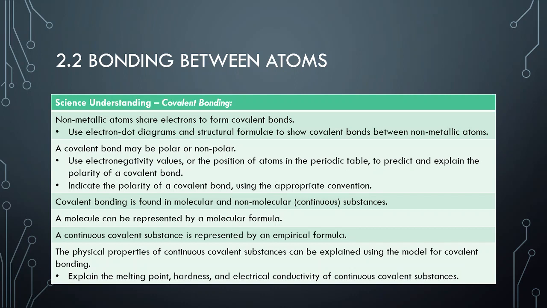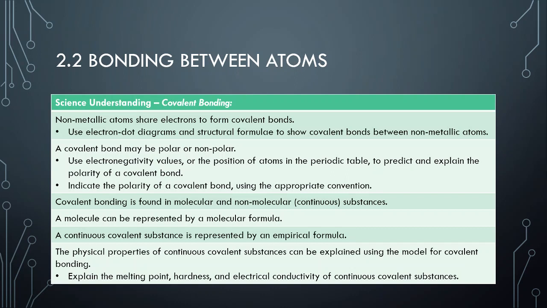And finally, the physical properties of continuous covalent substances can be explained using the model for covalent bonding. So physical properties. What you need to be able to do in that is explain the melting point, hardness, and electrical conductivity of continuous covalent substances. All right, so let's finish that up.